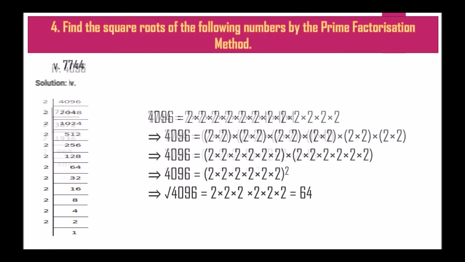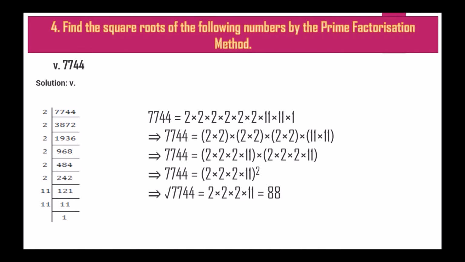Next, 7744 can be written as 2 into 2 into 2 into 2 into 2 into 2 into 11 into 11. If we remove the squares, we will get 2 into 2 into 2 into 11. That is 88.